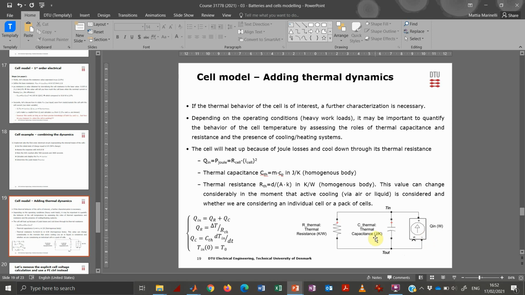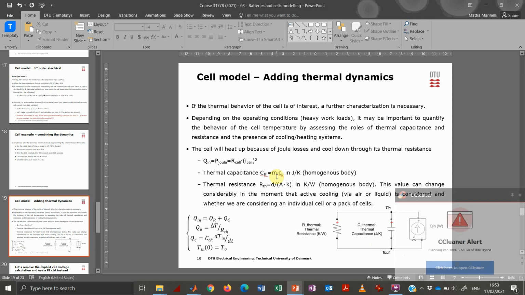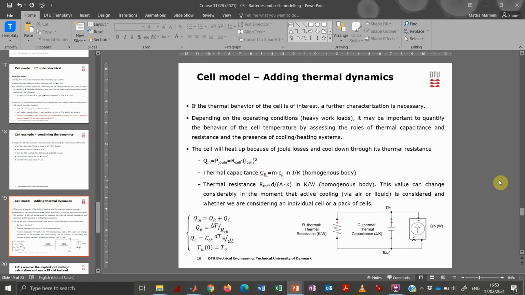Then the other two components are the thermal capacitance, which depends on the specific heat capacity of the material that is in the cell, lithium in this case, and the thermal resistance, which describes how well or how badly the cell is dissipating heat towards the rest of the environment. We have to be very careful because this thermal resistance can change a lot, depending on whether we have active cooling via airflow or liquid, or no cooling, and particularly whether we are considering a single cell or a pack of cells clustered together, which could have a hard time dissipating the heat.